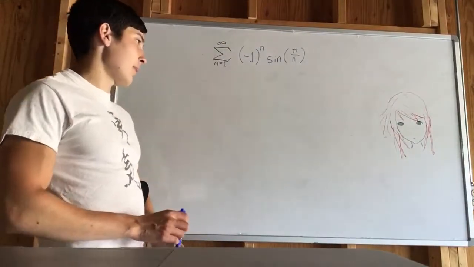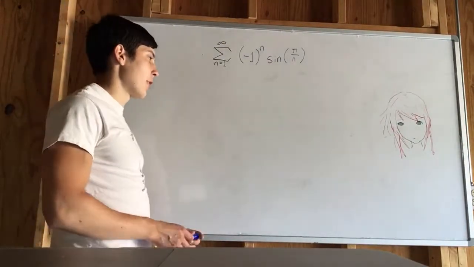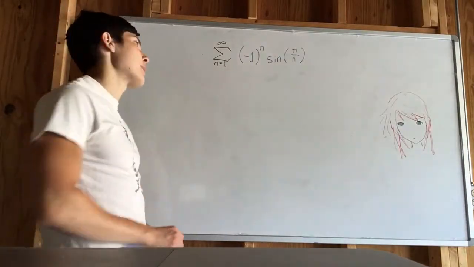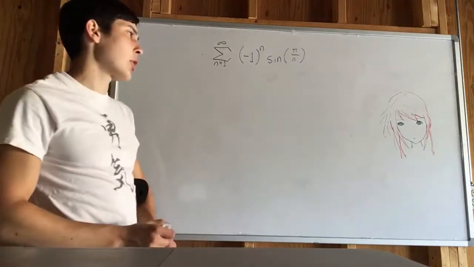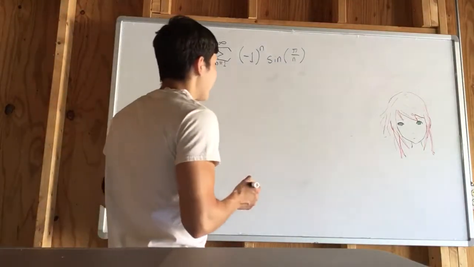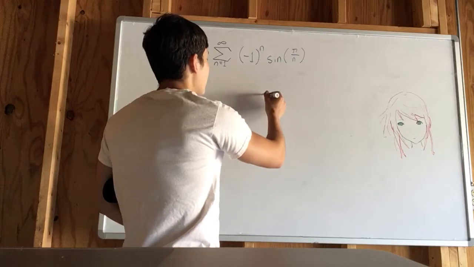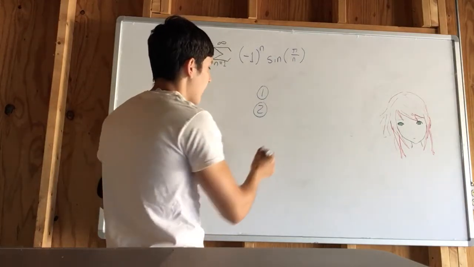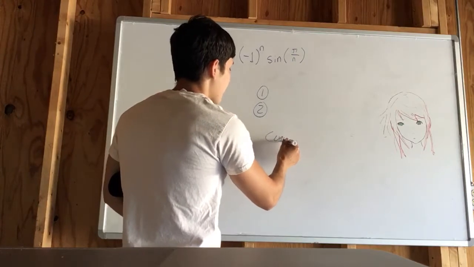We have a series, and we want to find out if this converges or diverges. So it's clearly an alternating series because we have this here, so naturally we're going to use the alternating series test. With the alternating series test, we have two different conditions. If it meets both conditions, then we can say that it converges.